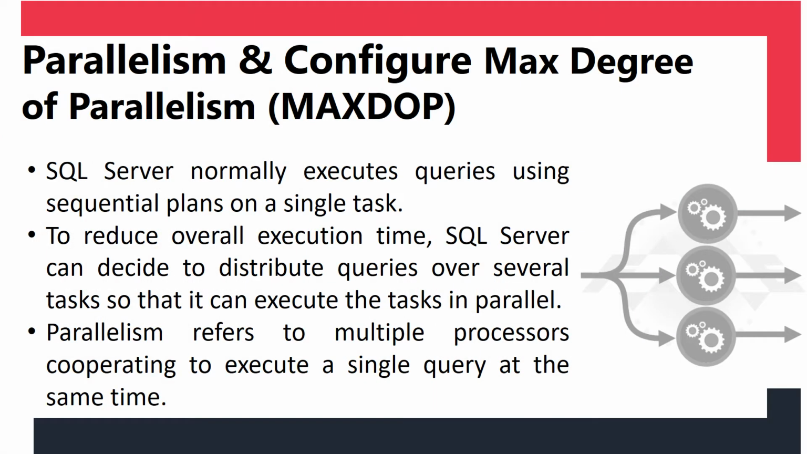Parallelism and configure max degree of parallelism, MAXDOP. SQL Server normally executes queries using sequential plans on a single task. To reduce overall execution time, SQL Server can decide to distribute queries over several tasks so that it can execute the tasks in parallel. Parallelism refers to multiple processors cooperating to execute a single query at the same time.